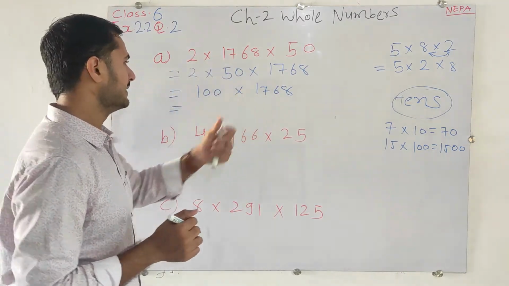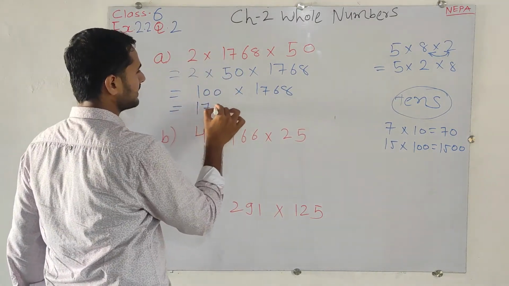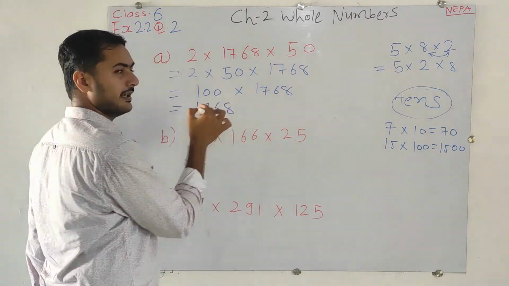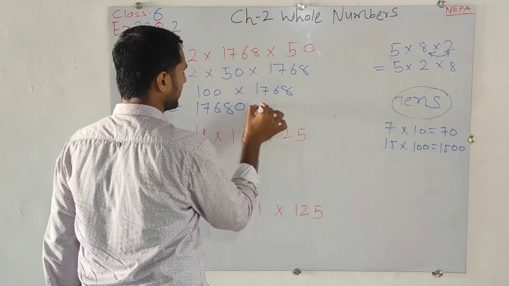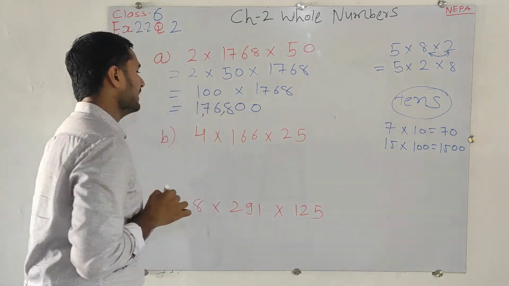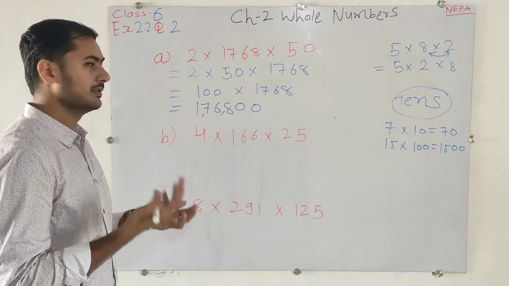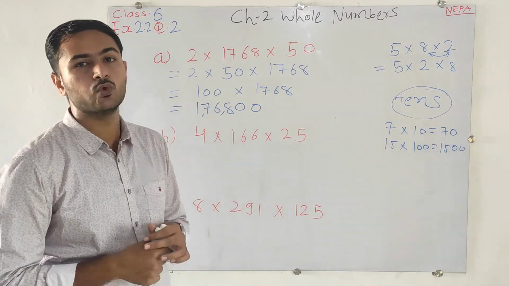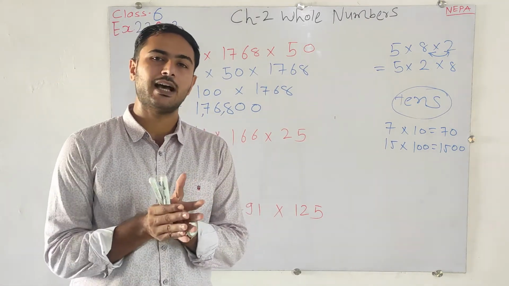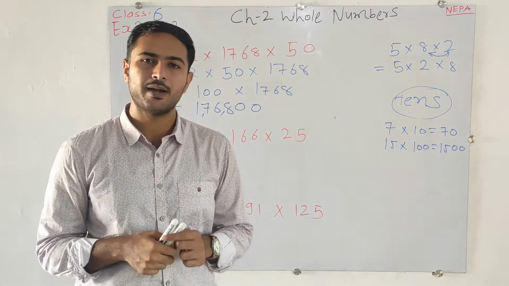So what will we do? Simply we write the number as it is, 1768. And how many zeros are there in 100? 2. So put the 2 zeros over there, and that is your answer. So our answer is 1,76,800. This is a really very easy method to do the multiplication with the help of proper rearrangements.